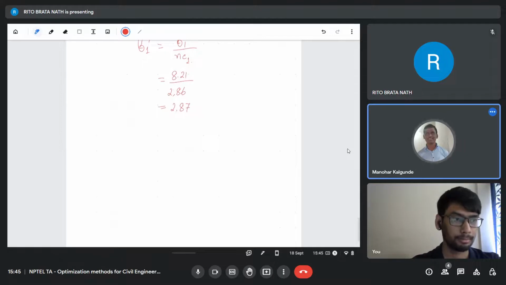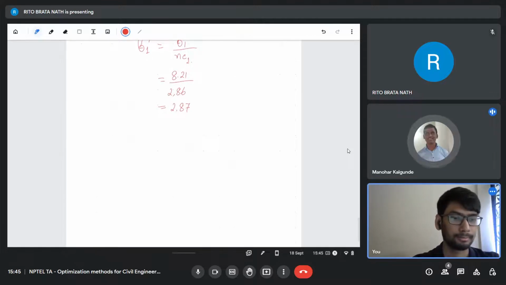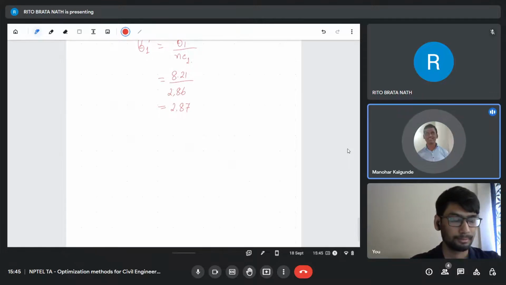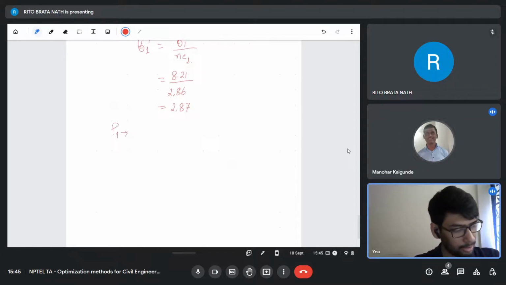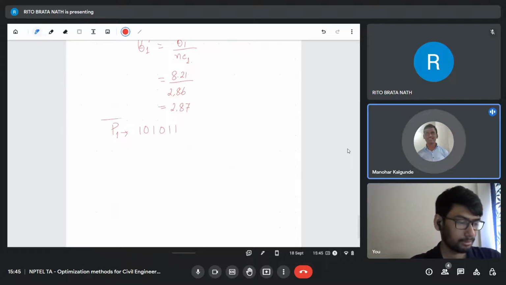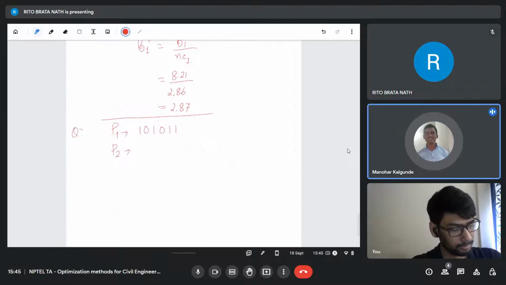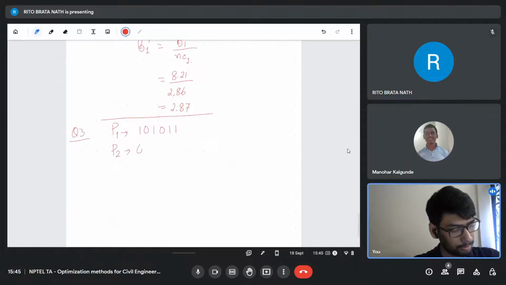Okay, let me write it down. P1: 101011. P2: 011001. Okay, so the crossover site was given as 3, right?